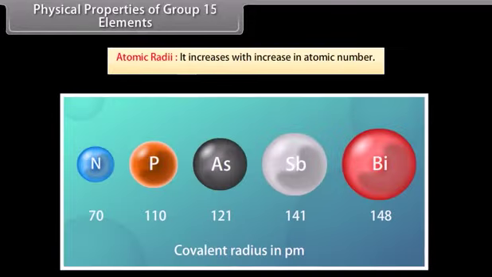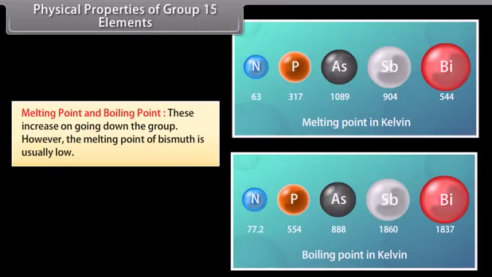Physical properties of group 15 elements. Atomic radii: it increases with increase in atomic number. Melting point and boiling point: these increase on going down the group. However, the melting point of bismuth is unusually low. This may be due to the greater tendency of bismuth to form 3 rather than 5 covalent bonds. Thus, there are weak forces of attraction between their atoms in the solid state, responsible for its low melting point.